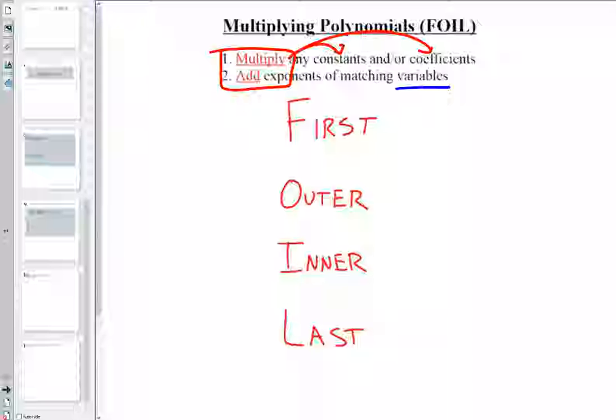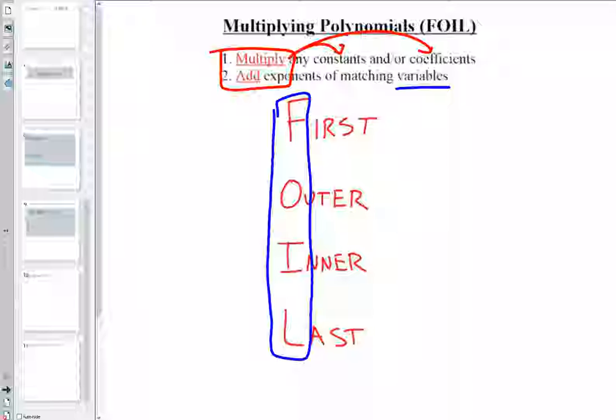Now, we want to give this a name, so when we do this, we have something to reference it. Like, hey, what are you going to do next? And we want to give it a verb. So, I like to call this foiling. Now, the acronym foiling really only applies to when you're multiplying binomials. What's a binomial? Two terms. So this really only works when you're multiplying binomial with binomial. But just so that we have something to call it, anytime we multiply polynomials, I'm going to call it foiling.